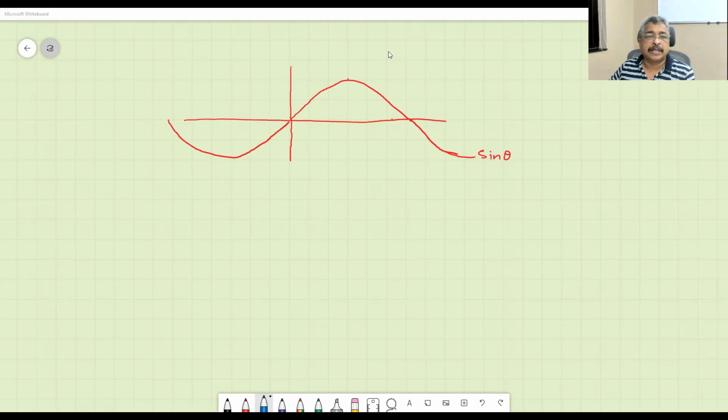Cos is going to be exactly the same nature. The only change is that there is a lag of pi by 2. This is going to be your sine, cos.